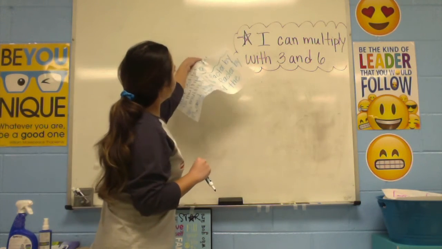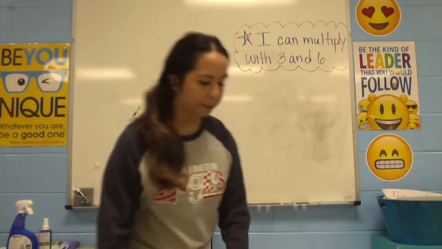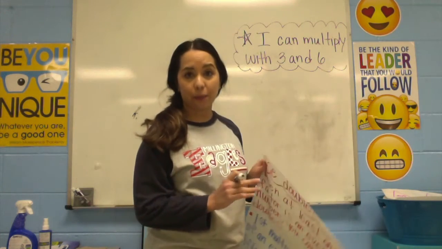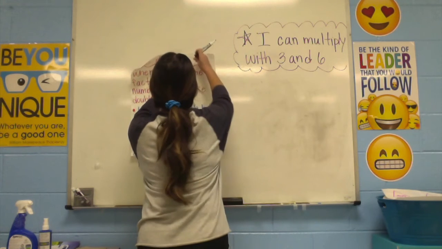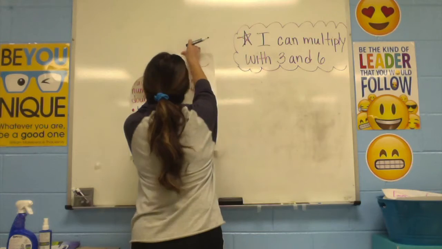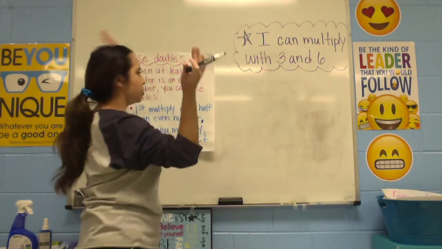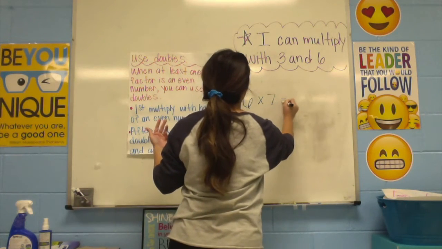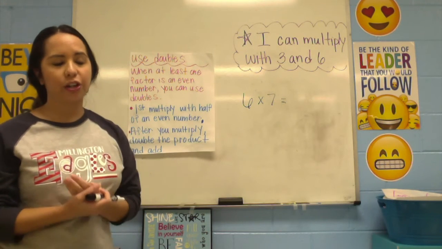Another strategy that I want to teach you when we're multiplying by 6 is using doubles. Watch me. Here's another way. We're using doubles this time. Let's do 6 times 7. Instead of using our 5's facts and then adding, I'm going to show you how to use doubles.